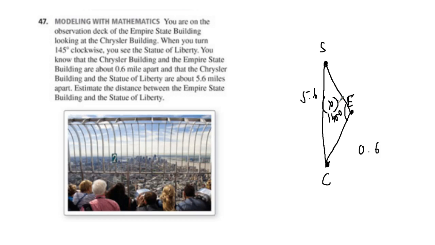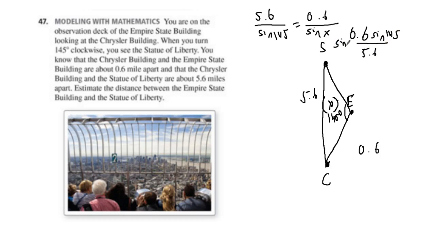So what can we do? We can use the law of sines. We can do 5.6 over the sine of 145 is equal to 0.6 over sine of x. And I made a mistake again, because I'm not supposed to have the x at the bottom. So I'm just going to flip it quickly and do 0.6 sine of 145 over 5.6, and you take the sine inverse of this. So sine inverse of 0.6 sine of 145 over 5.6. I will do that real quick.